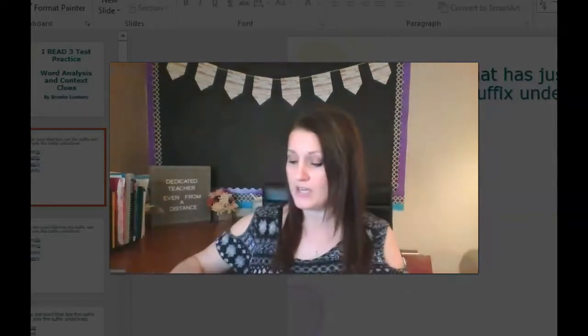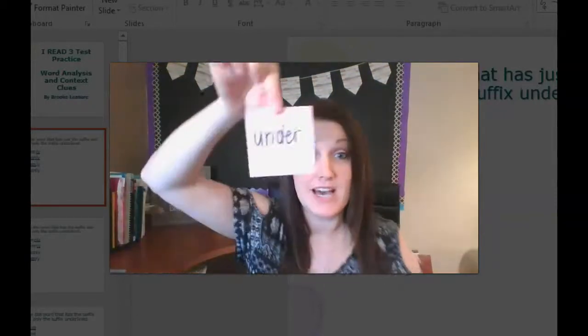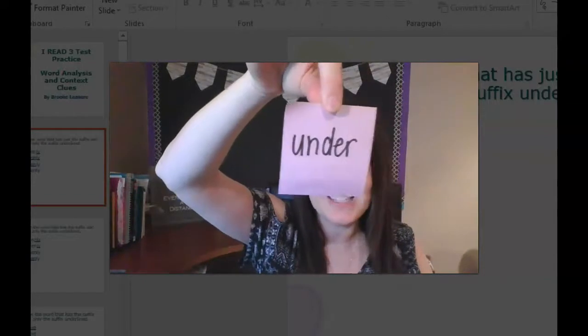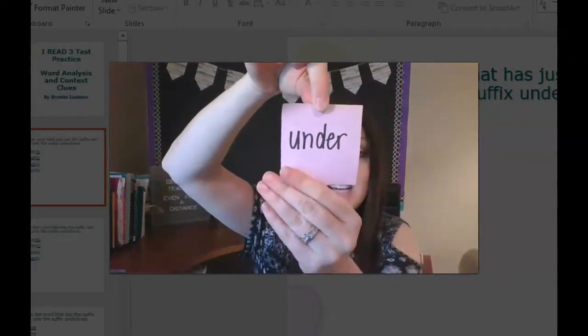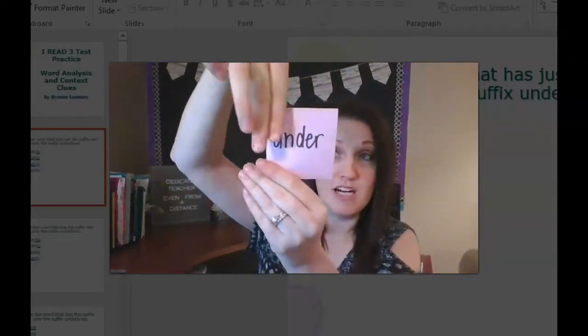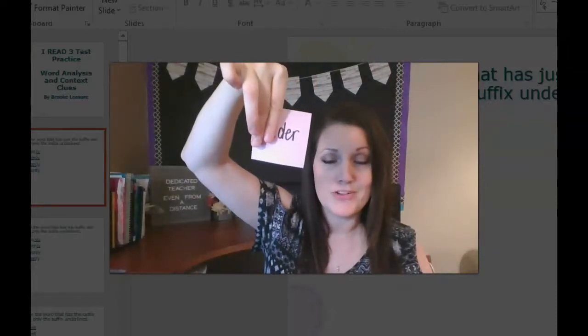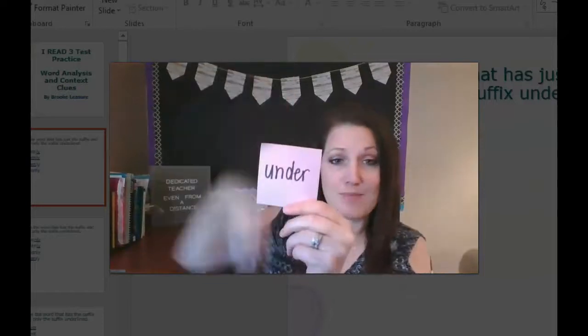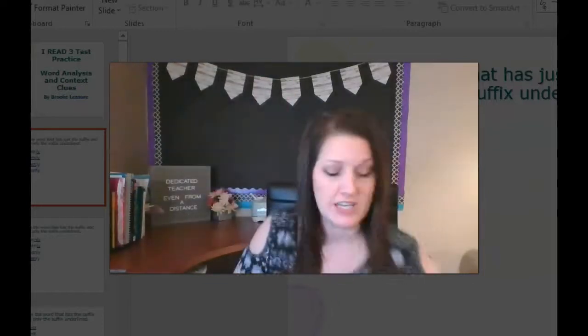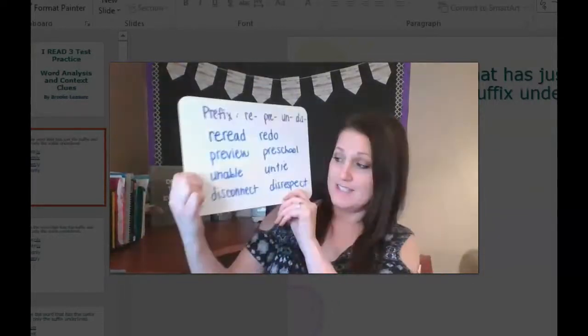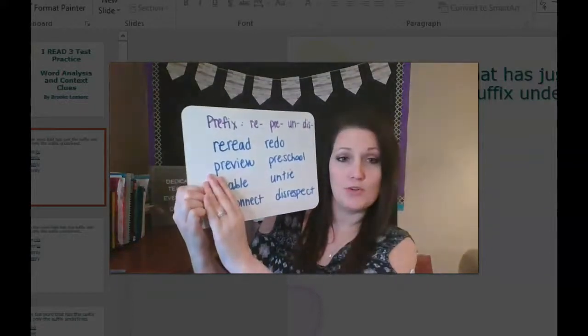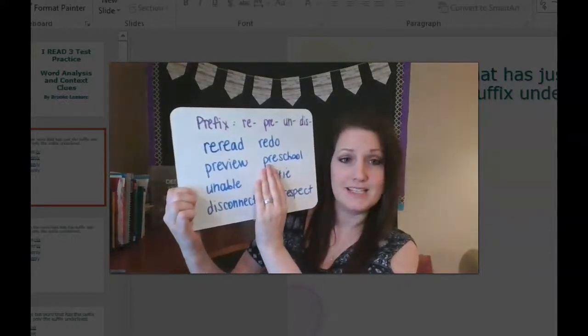Then the other one, oh, wait a second, I have a non-example. This one has un in it, but it's not a prefix, because when you take un off, you just have der, and der is not a word. So this is not a prefix, it just happens to be part of a word. So remember, when you take un off, it has to still be a word. Able is a word. Tie is a word.